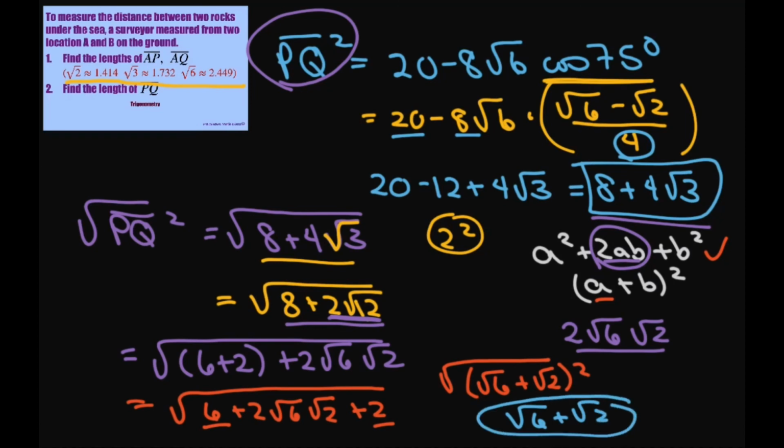That's in miles. But they gave us this information, so let's add all that up. When you add this one to this one, you're going to get square root of 6 plus square root of 2, which is approximately 3.86 miles.